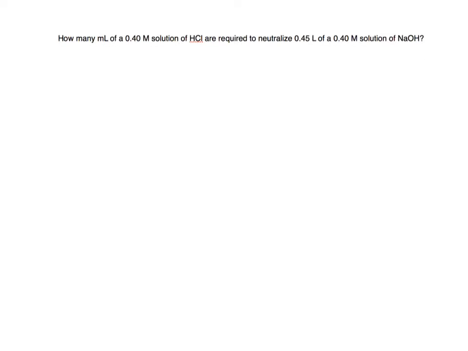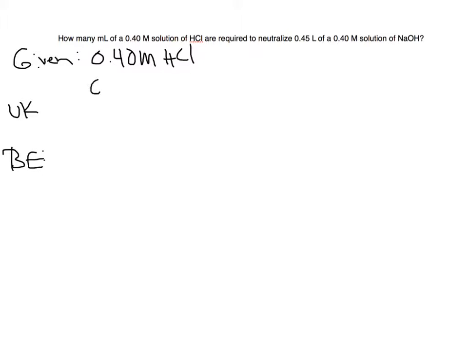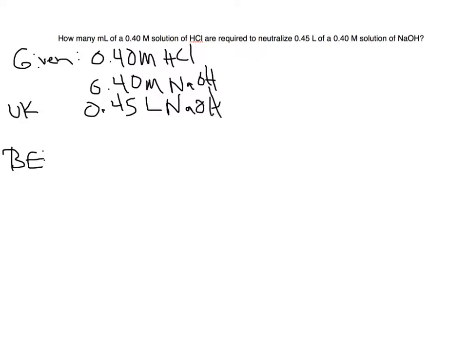Okay, so when you have something like that, here's some interesting things. As we always do, we're going to write down our givens, our unknown, and then our basic equation or pathway. Obviously our given here is we have a hydrochloric acid solution, 0.40 molar HCl. We also have a 0.40 molar NaOH, and it is taking 0.45 liters of the sodium hydroxide to neutralize that hydrochloric acid, okay? So you got to keep that in mind here.